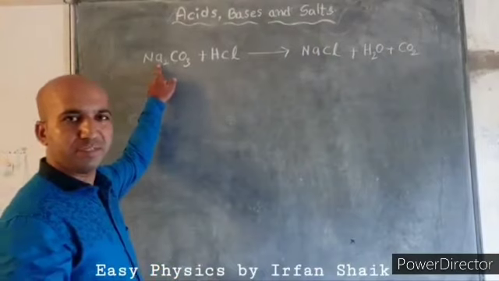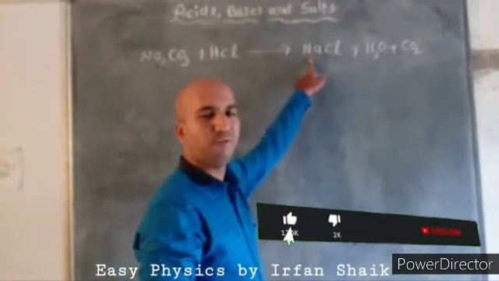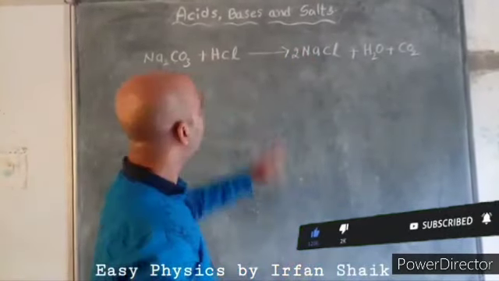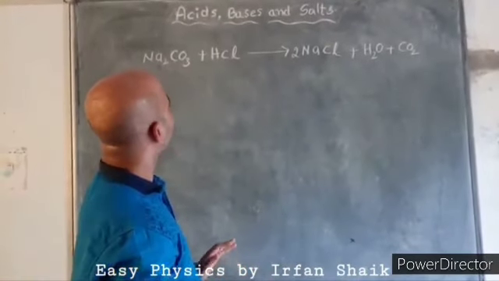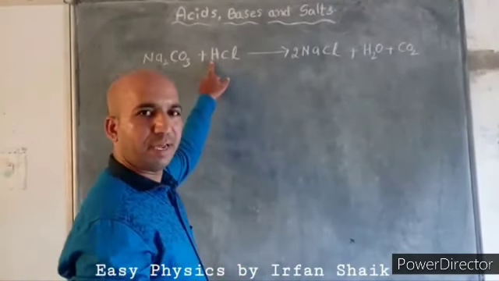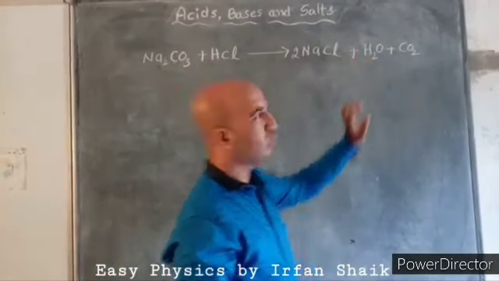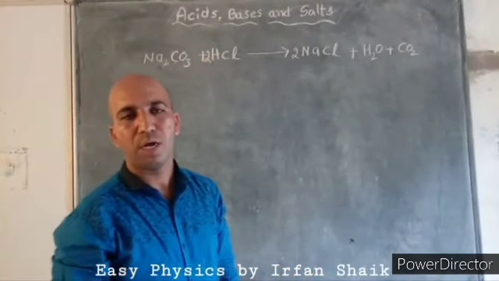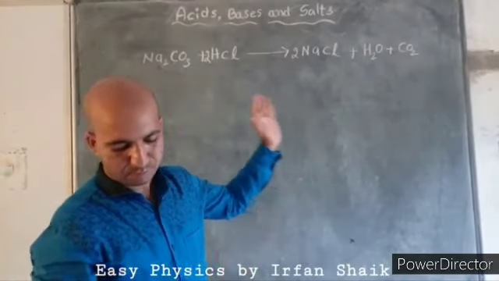See, in the reactants, there are 2 sodiums given, but in the products, there is only 1 sodium. That's why we have to take 2 moles here. Now sodiums have been balanced. And also here, in the reactants we have only one hydrogen atom, in the products we have two. That's why we have to take 2 moles of hydrochloric acid. Now the chemical reaction is balanced.